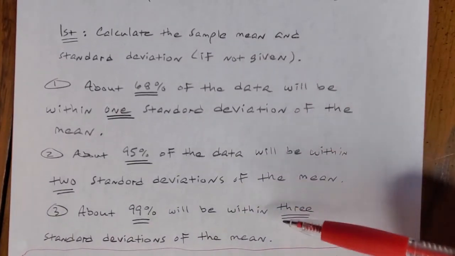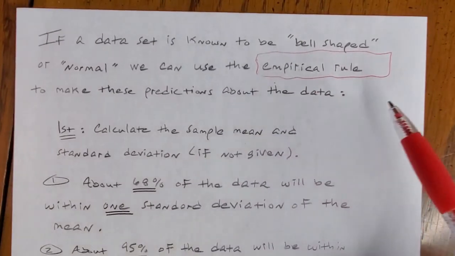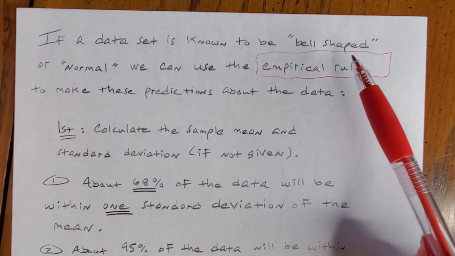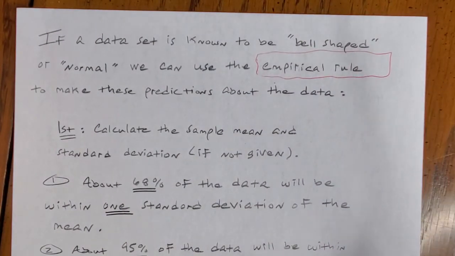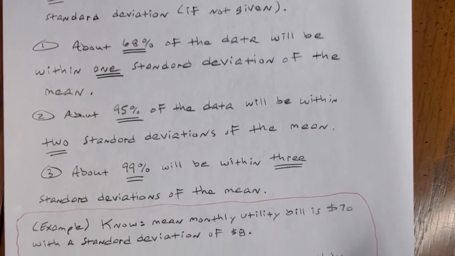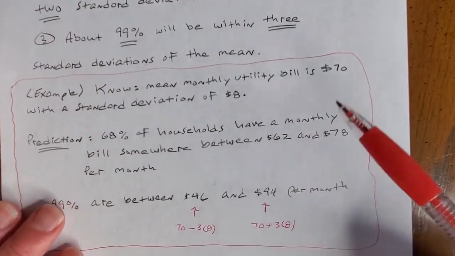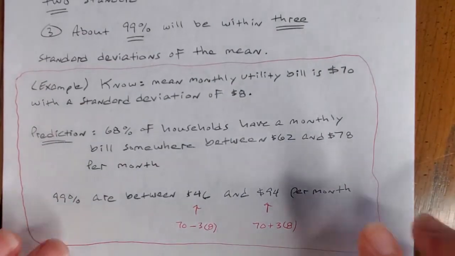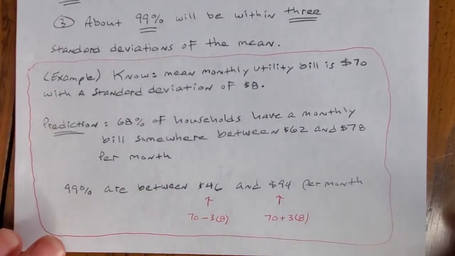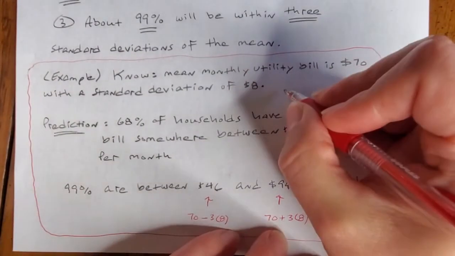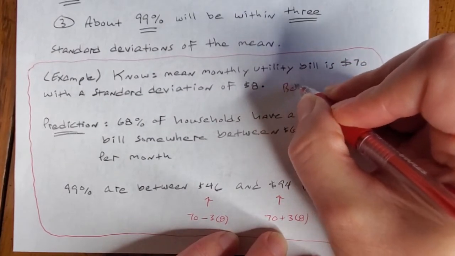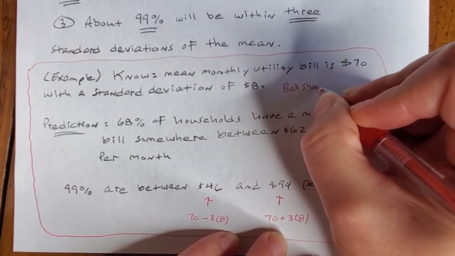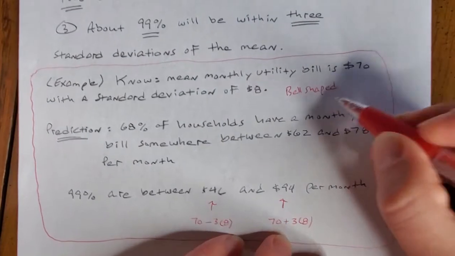So those are the predictions by the empirical rule. Remember, the empirical rule is for data that's bell-shaped. Let's do a question, all right? So here's a kind of typical example that I can show you to illustrate this. Let's say that we know this data is bell-shaped.